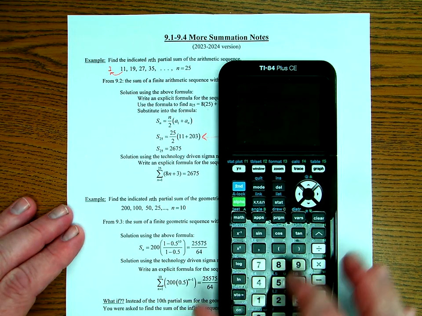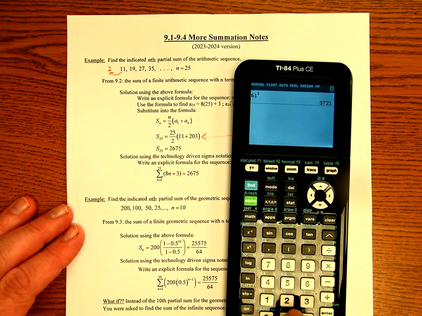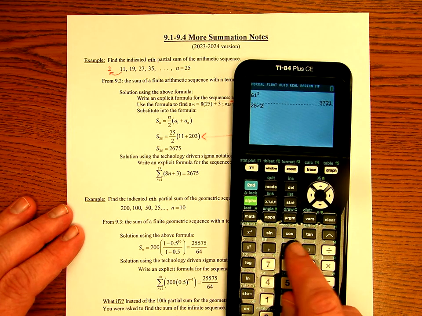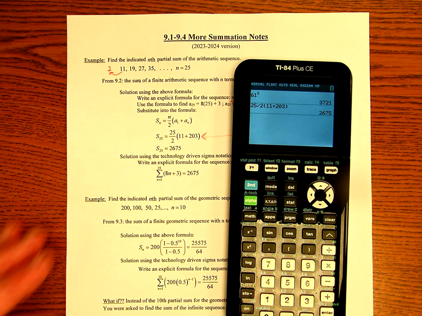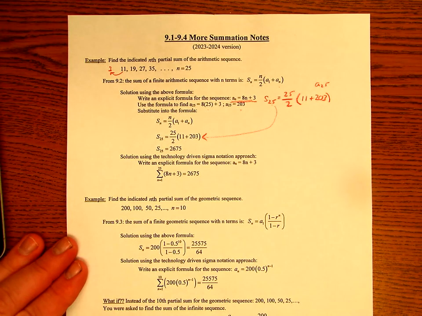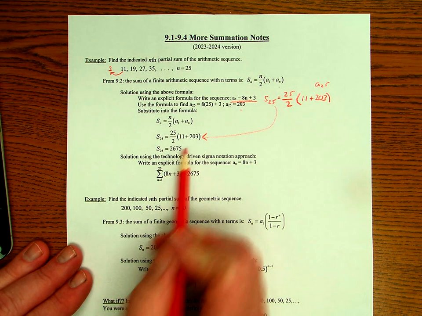We can type that in our calculator right on the home screen as is. So 25 divided by 2, then open parentheses, 11 plus 203, and we get the sum to be 2675. All right, so we don't really need any advanced technology. We could have done that using paper and pencil arithmetic. There was nothing overly difficult about that. It was convenient to use technology, but we really didn't need it.